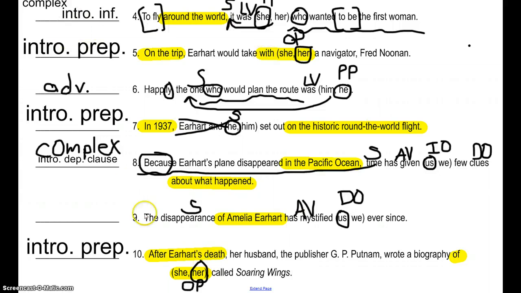Now I have one thing left to do. I did not tell the type of sentence here. It wasn't an intro prep phrase, doesn't have a dependent clause in there, so this looks like it's just a simple, regular, everyday old sentence.